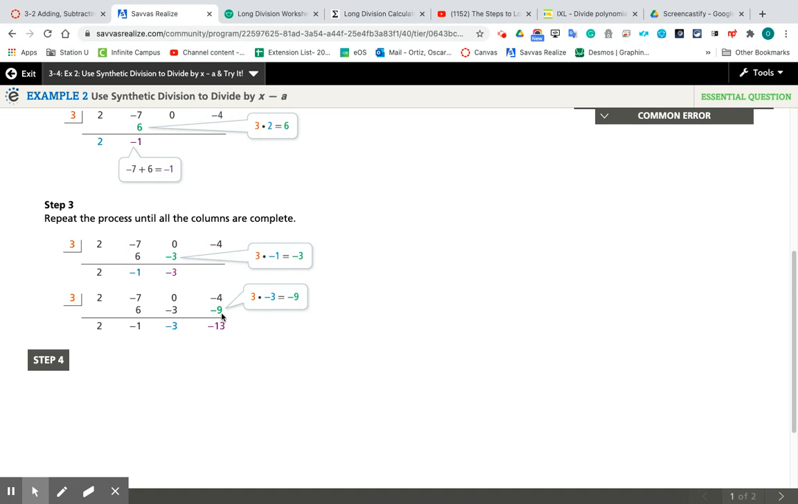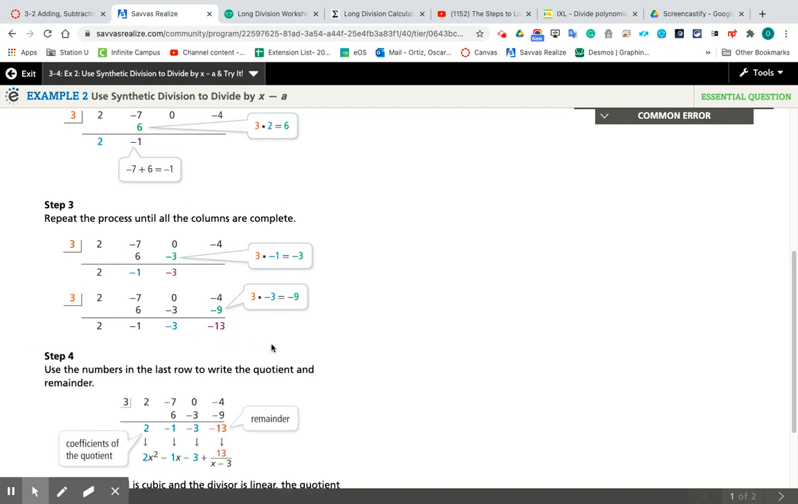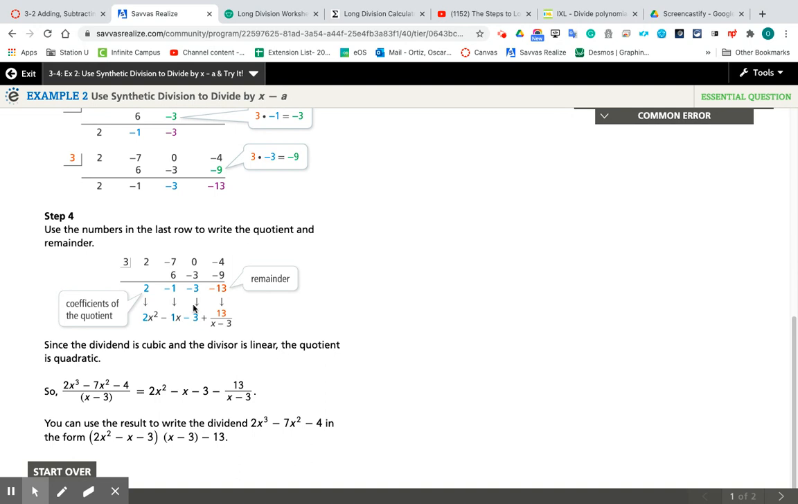But the numbers you get here on the second row are the multiplication of this 3 times the answer that you got before, right? So 3 times 2 is 6, 3 times -1 is -3, 3 times -3 is -9, and so on and so forth. The last number that you get is always the remainder, okay? And these three numbers in blue, 2, -1, -3, are the coefficients of your quotient.